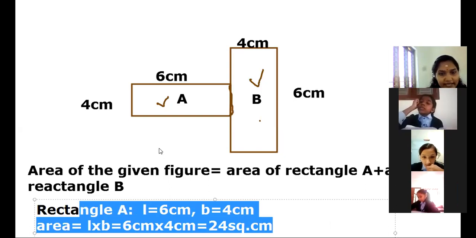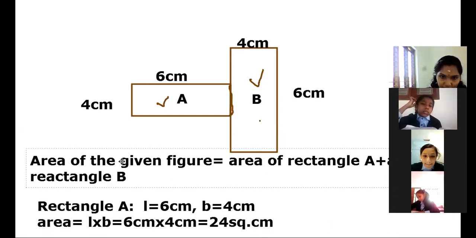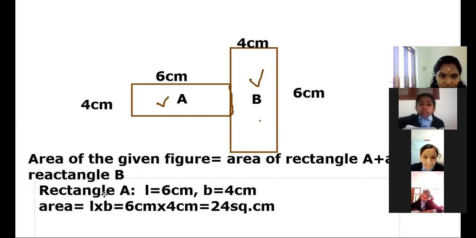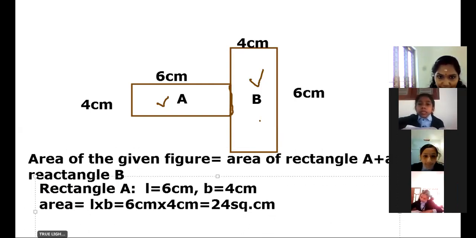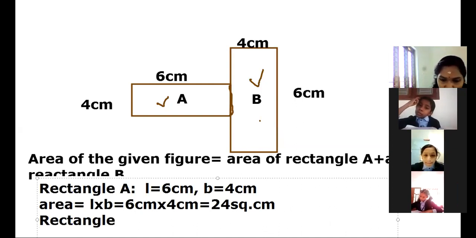Rectangle. Rectangle A, we have found the area. Good. Now let's move on to rectangle B. That is over with A. Okay, that's over.